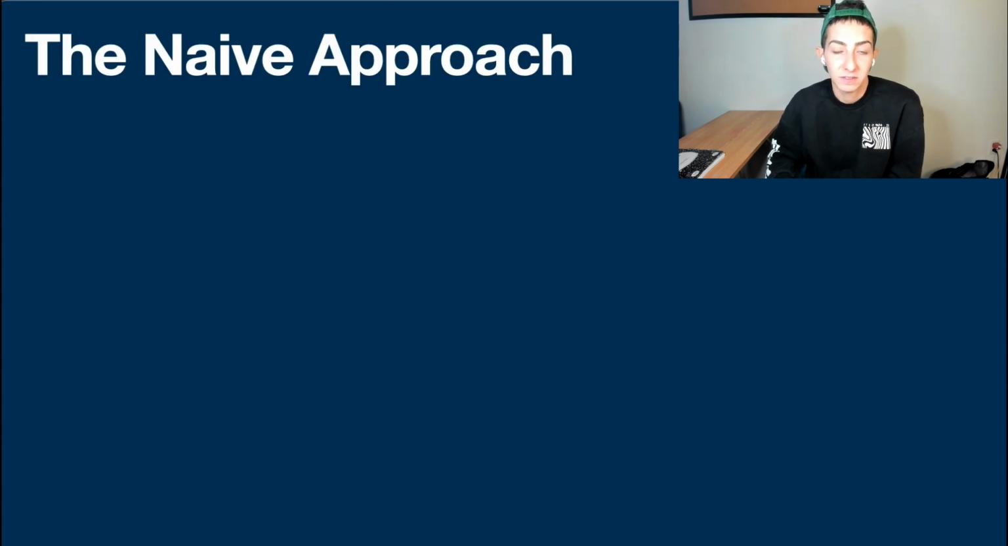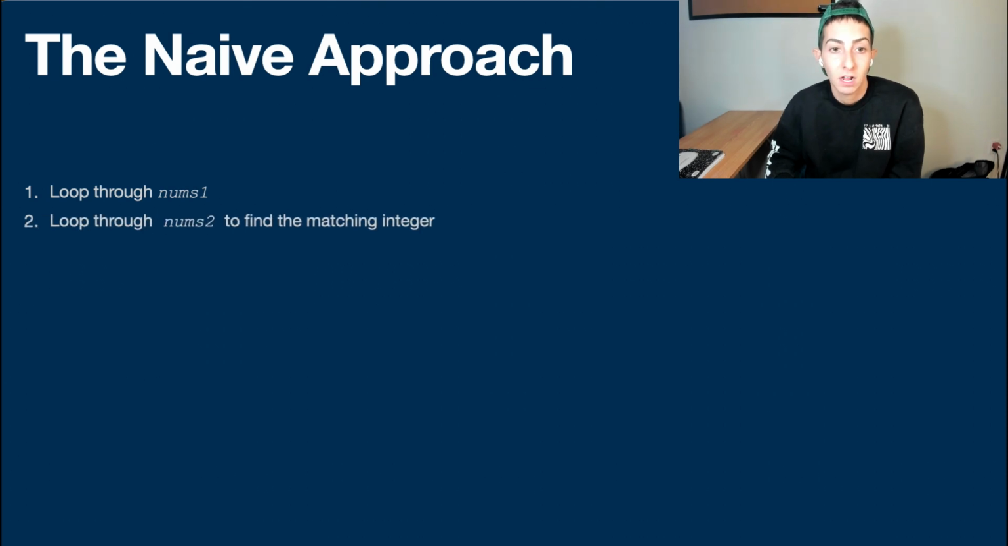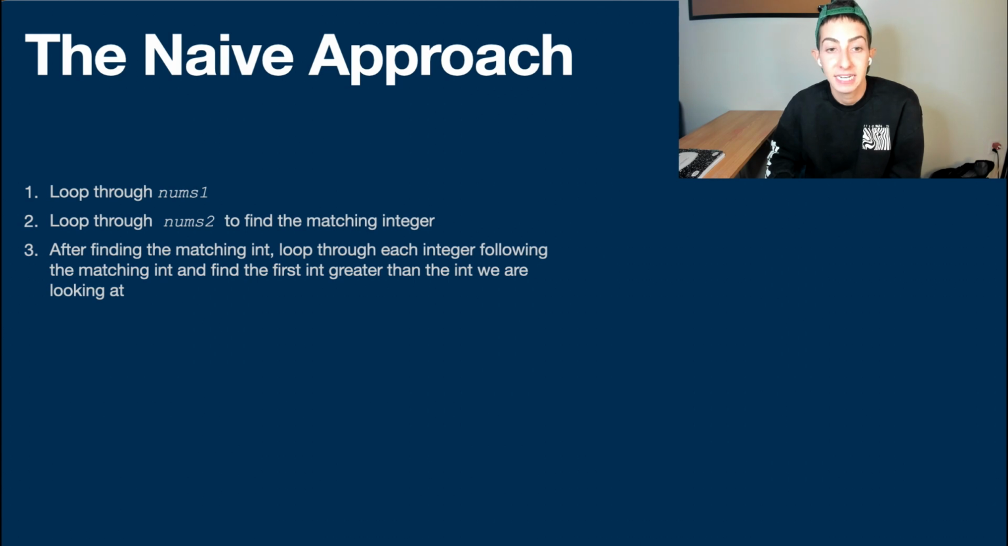So what's the naive approach? Like always, we are going to go through the naive approach because I do think that it is useful in determining how you are going to build your optimized approach. The first thing we're going to do is loop through nums1. Loop through nums2 to find the matching integer. So that's the step where you get an integer from nums1 and you find it in nums2. After finding the matching int, loop through each integer following the matching int and find the first int greater than the int we are looking at. Finally, add it to the return array.